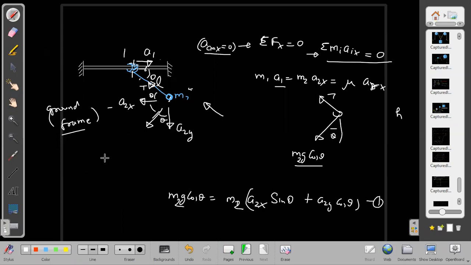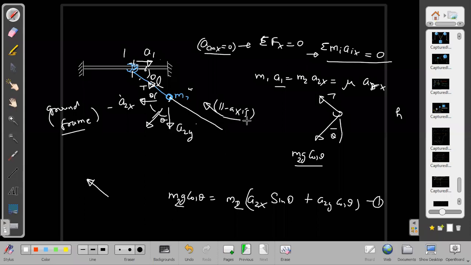I think I can obtain it by writing in terms of a2x and a2y. Along this side the acceleration will come out to be the relative acceleration. Let us name this axis something. Parallel to the string. Okay, I am calling it the parallel axis.